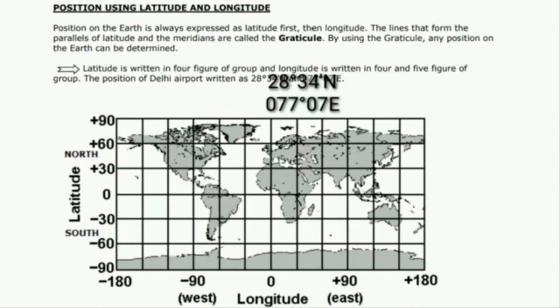Position using latitude and longitude. How to find a position using latitude and longitude? Position on the earth is always expressed as latitude first, then longitude. The lines that form the parallels of latitude and the meridians are called the graticule. By using the graticule, any position on the earth can be defined. Latitude is written in a 4 figure group and longitude is written in a 5 figure group. The position of Delhi airport is written as 28 degree 34 minute north, that will be latitude, and 077 degree 07 minute east, that will be longitude.